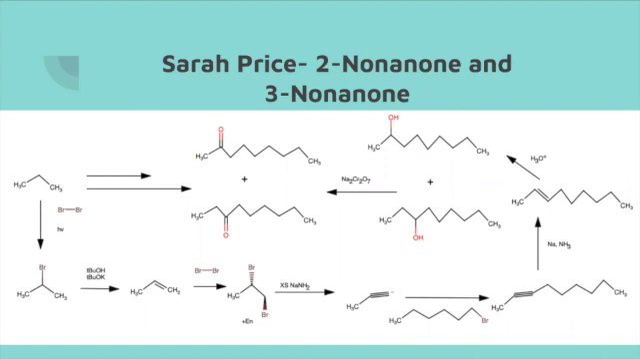Here is my synthesis for the group project. I went from propane to 2-nonanone and 3-nonanone. I started with a radical bromination step to add in a leaving group, and then did an elimination. From there, I added on two bromines so that I could make an alkyne.